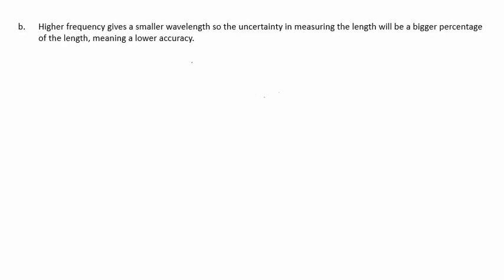In part B, the experiment is repeated but with the frequency at 5000 Hertz, and we're asked to suggest and explain whether these results are likely to give more or less accurate values for the speed of sound. Well, the higher frequency gives a smaller wavelength, so the uncertainty in measuring the length will be a bigger percentage of the length, meaning a lower accuracy.